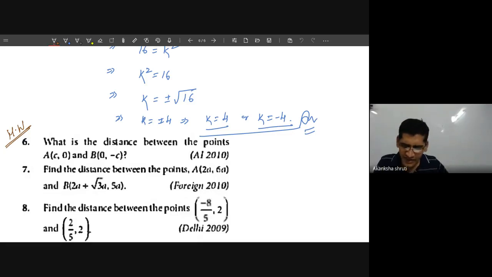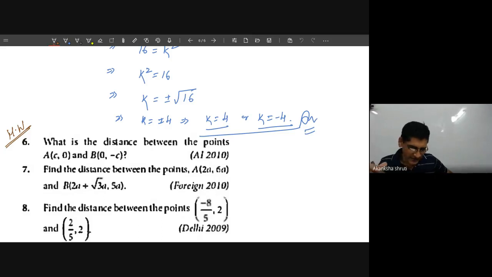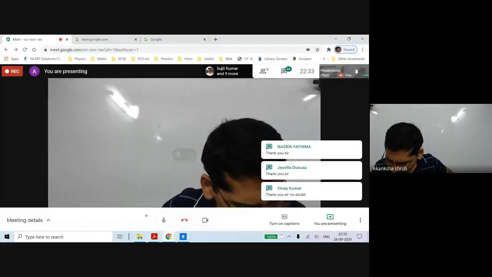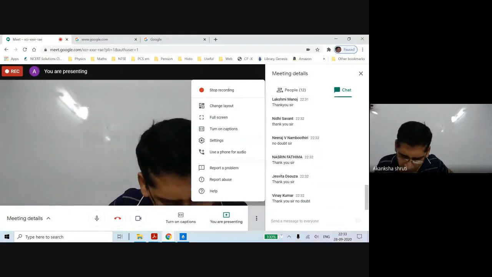Any more doubt then please ask, otherwise I shall stop the class. I will just debug what the problem is with this pen tab. No doubts, students? Surely no doubt? Okay student, if no doubt then we can stop the class.